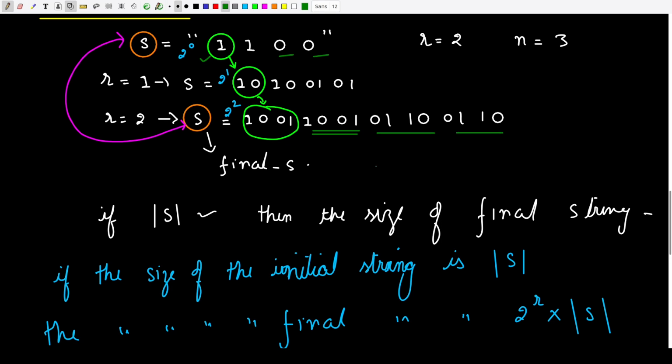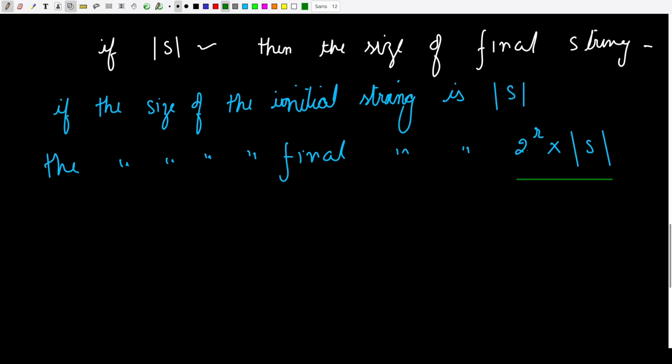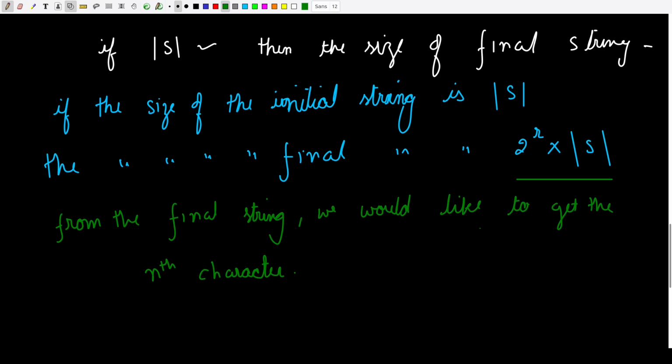So this is essentially 2 to the power r plus 2 to the power r plus dot dot dot 2 to the power r times, which is how many times? S times, right? Size of the string. So that is why I'm saying that this is equal to size of the string into 2 to the power r. Now within this, I would like to get the nth character from the final string. Now let us see how we will be able to do this optimally.